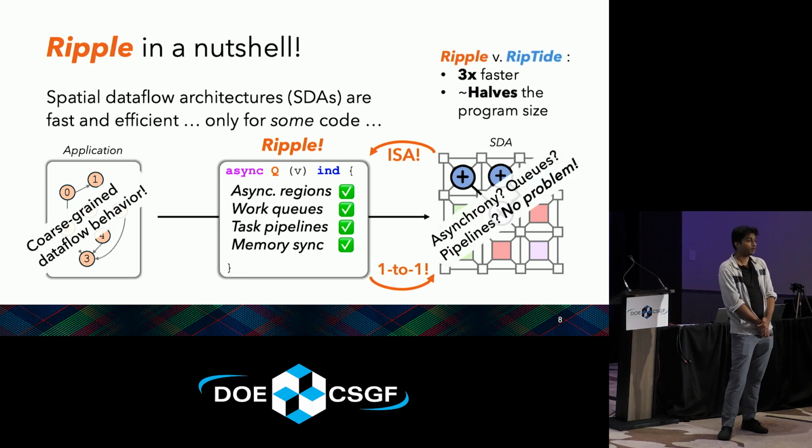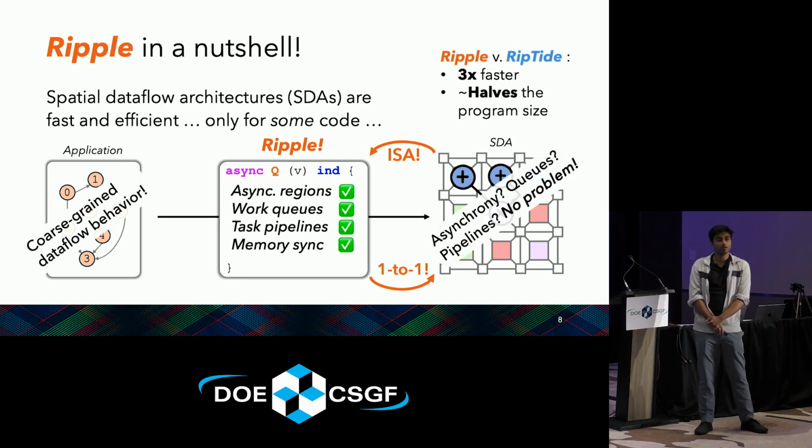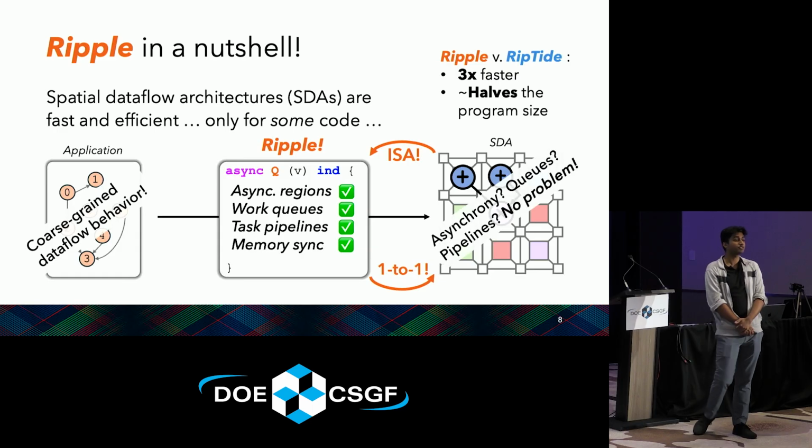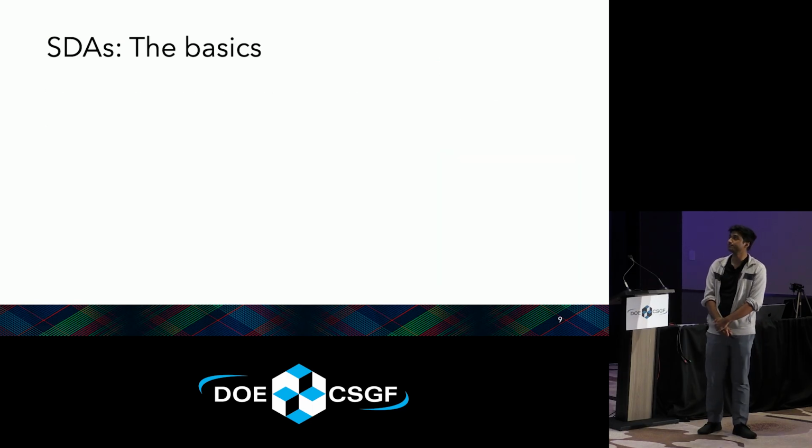We compared against Riptide, and we found that across a bunch of applications, like graph applications, stencils, and whatnot, it's 3 times faster on average, and it halves the program size, which is good.